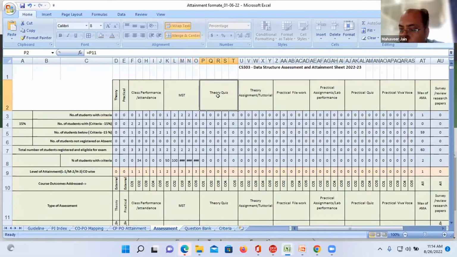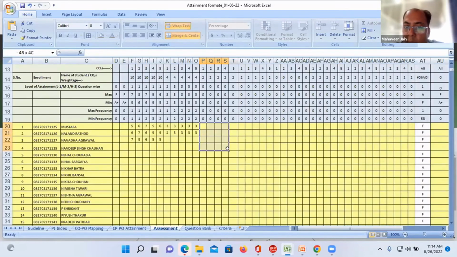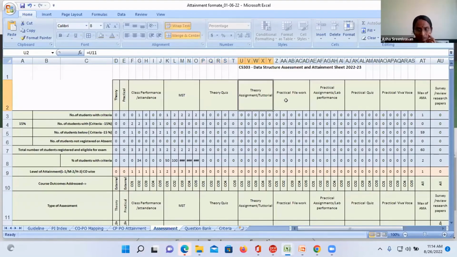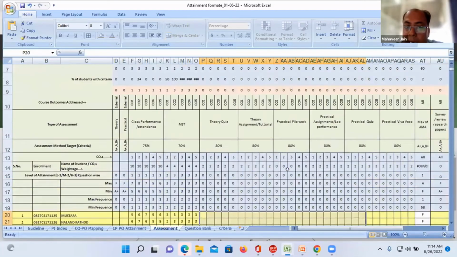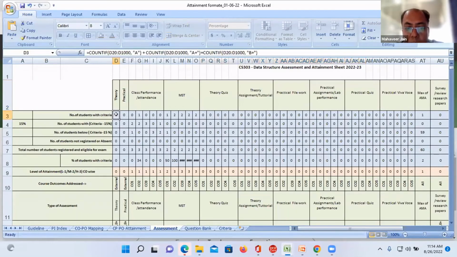Likewise, the theory quiz. If you have decided the assessment method theory quiz, then you will conduct the theory quiz. Whatever marks the student gets, you put here. Likewise, the theory assignment, practical, everything you have to decide over here. You put your marks over here, and this will be calculated automatically.